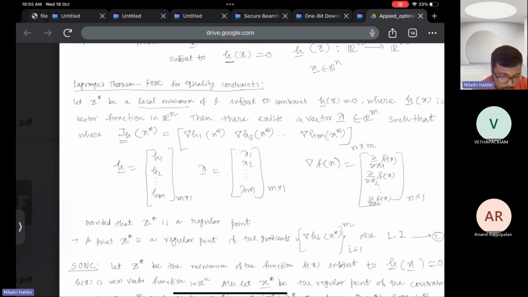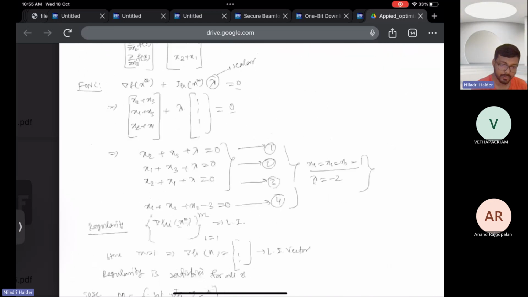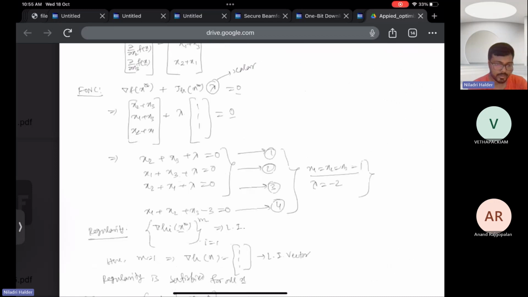For the equality constraint case, okay. For the inequality constraint case, that will be general, so I will go there and talk about it there. So inequality, in the next slide, in the next lecture.